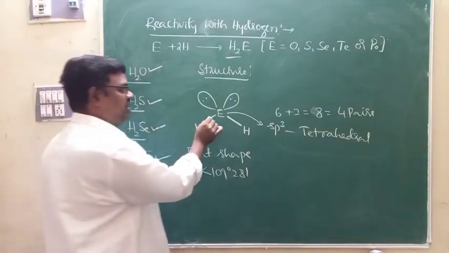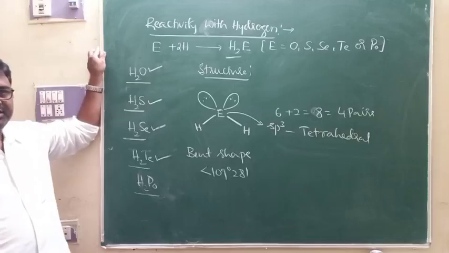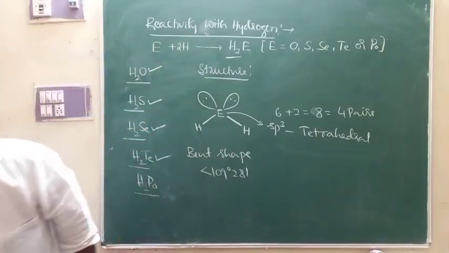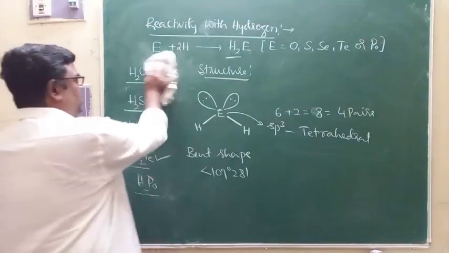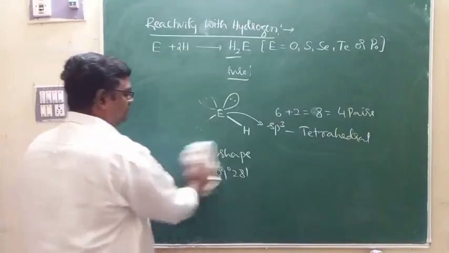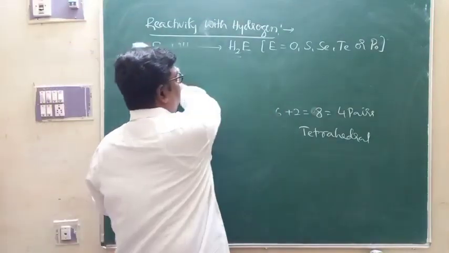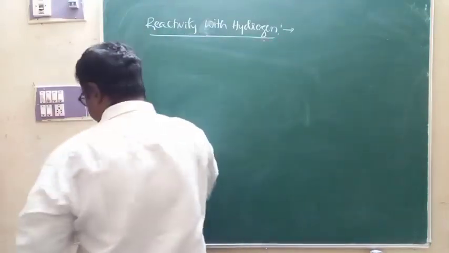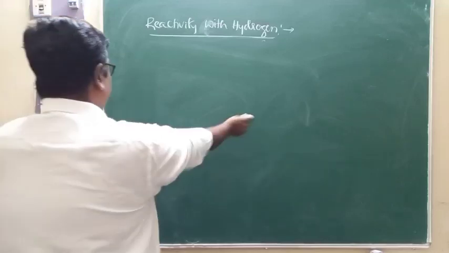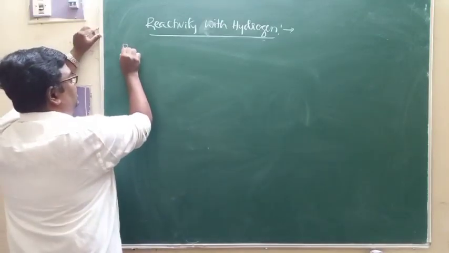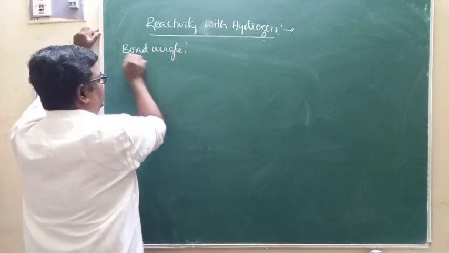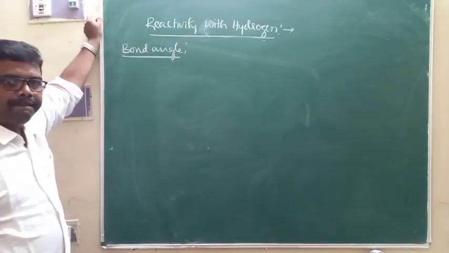So this is what we call the shape or the structure of the dihydrides of group 16 elements. Apart from that, as per your NCERT textbook, you are supposed to compare some properties of dihydrides of group 16 elements, as you did in the case of group 15 elements. First it will be bond angle.